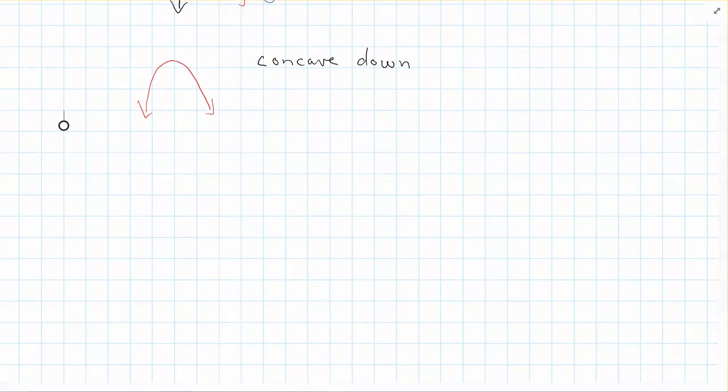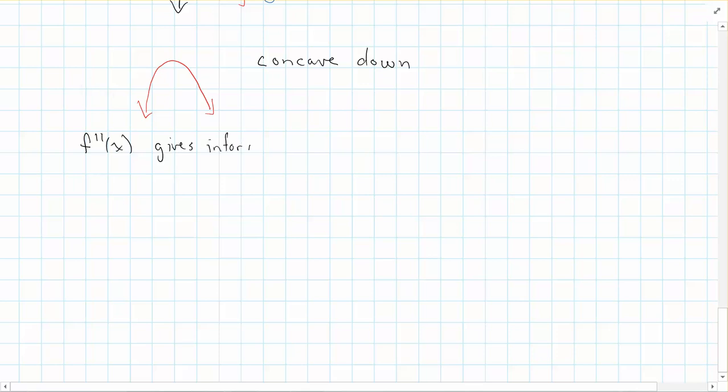So the second derivative gives information on concavity. Great. So we've learned what it is there. Now let's talk about concavity. First off, let's just look at some examples here.